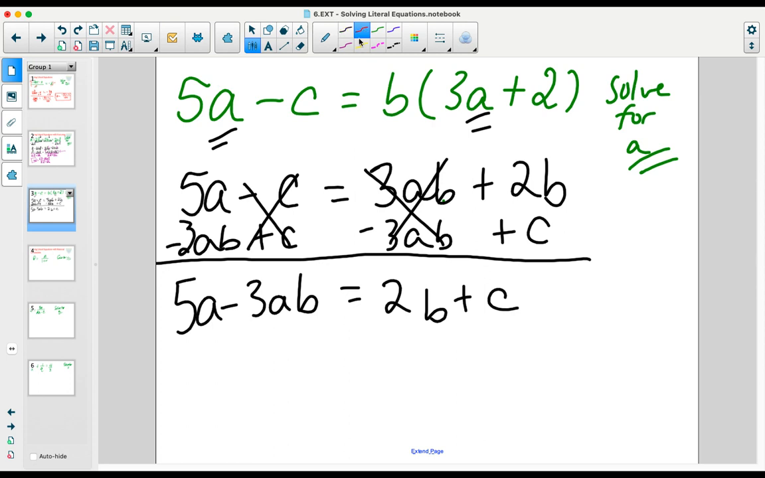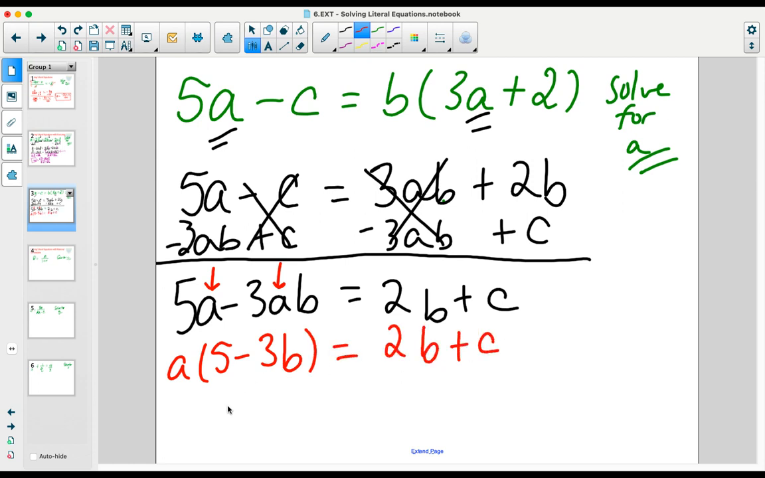Now, because the A's are on the same side of the equal sign, and the only terms that are on that left side have an A in them, I can factor that A from the left-hand side, equal to the right-hand side. And then I divide by that entire factor, just like we did in the last example, leaving me with A equals 2B plus C over 5 minus 3B.